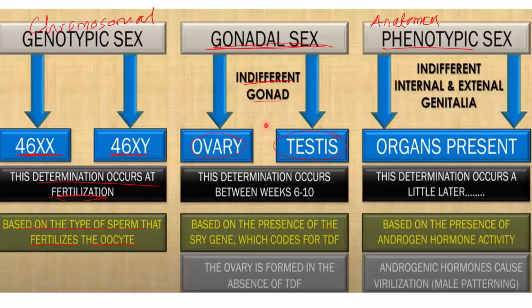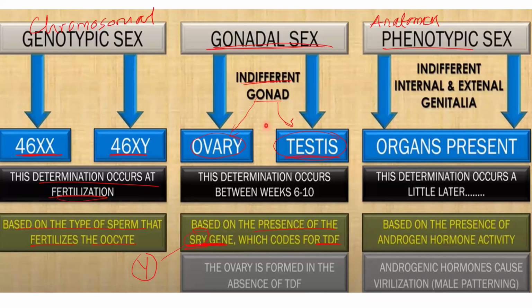So I'm talking about the gonadosex, where you have an indifferent gonad. This indifferent gonad can either develop to an ovary or a testis. But now, what determines this? This is based on the presence of the SRY gene, which encodes for the testicular determining factor. So it's the SRY gene on the Y chromosome which determines if the indifferent gonad will become a testis or an ovary.